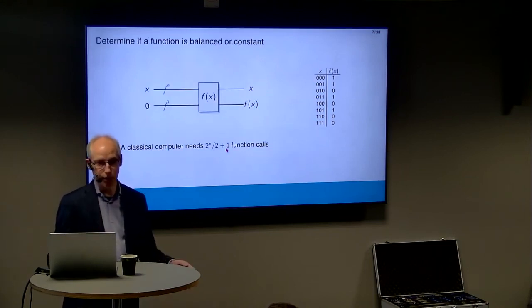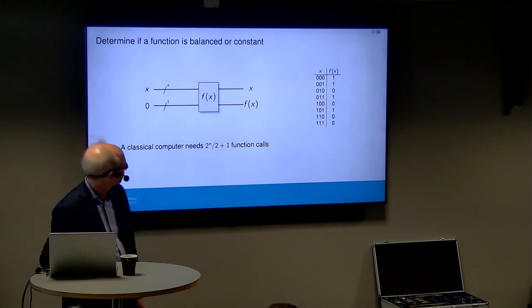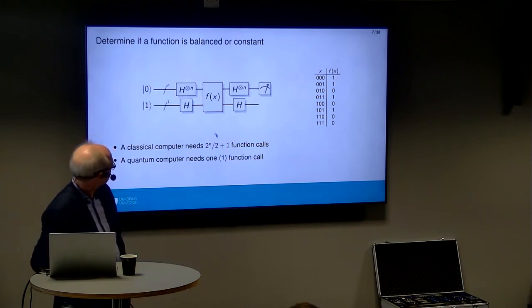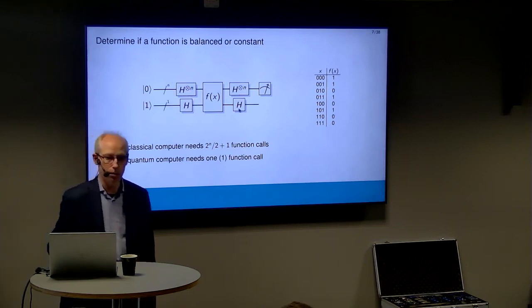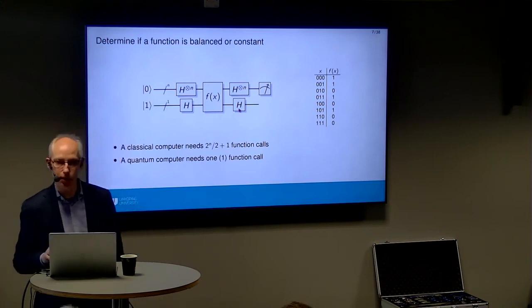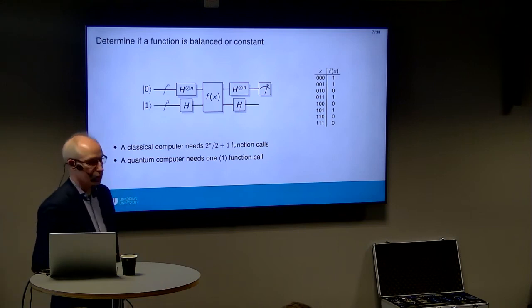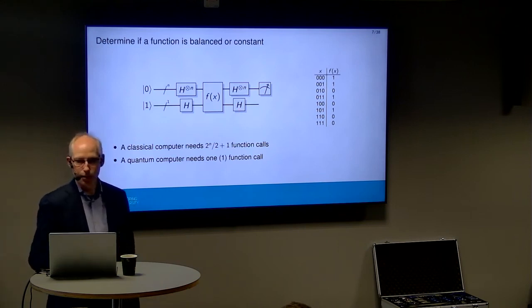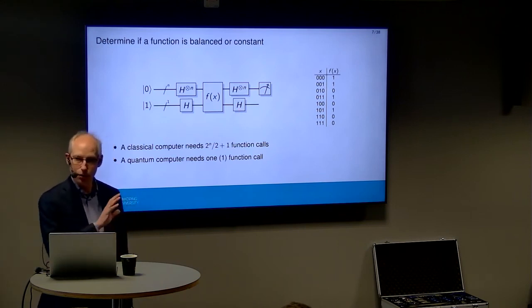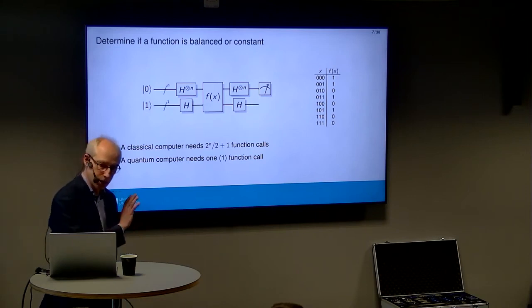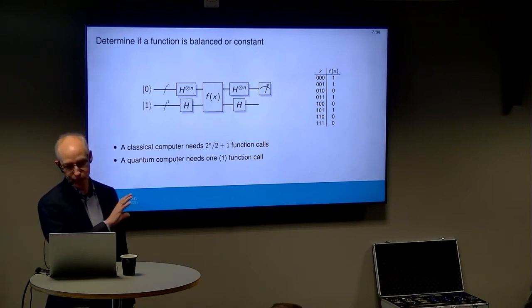And I'll just tell you now, I'll try to explain how it works. A quantum machine, by adding certain gates here, will need only one call and can extract that information immediately, whether the function is balanced or constant. And that's the first example of quantum advantage. This is from the 80s. It's called the Deutsch-Jozsa algorithm.